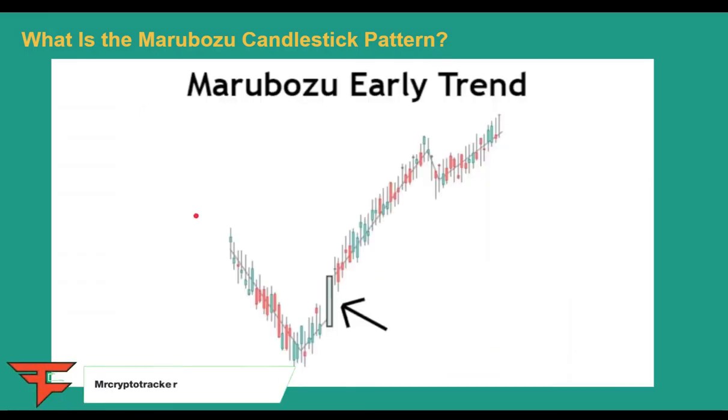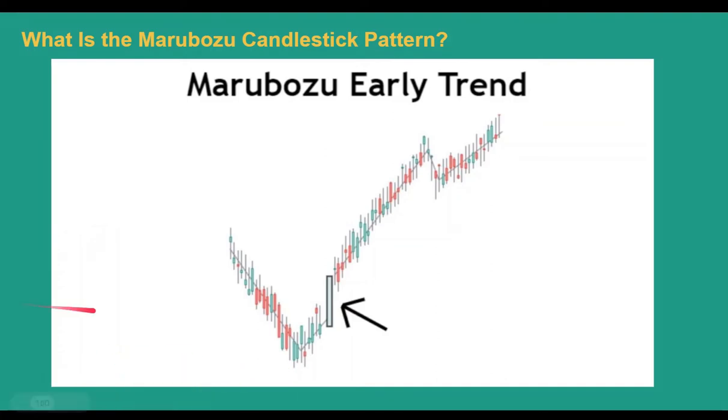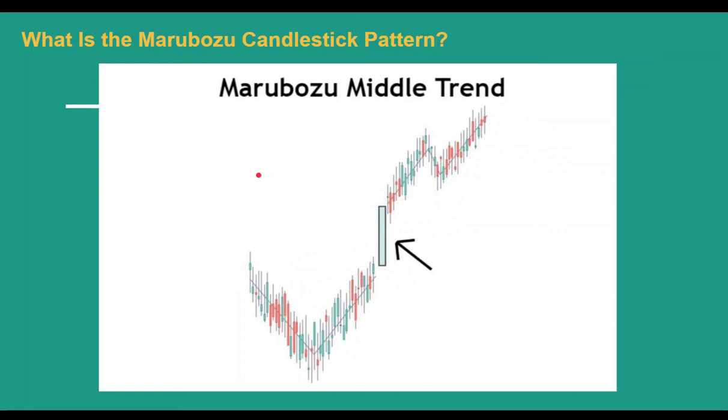There are 3 different places within a larger trend where the Marubozu pattern may form. The first is at the beginning or kickoff of a new trend, as you can see here. It was in a downtrend, then we saw some sort of trend reversal here, and then this Marubozu appears, which is an early signal for a new uptrend.